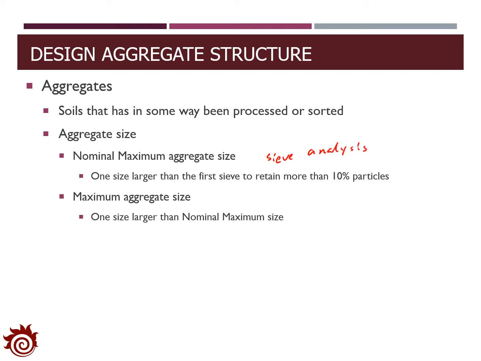And in this analysis, we will find out the first sieve to retain more than 10% of the particles. After that, one size larger than the first sieve is defined as the nominal maximum aggregate size. The second variable applied for the aggregate size is called the maximum aggregate size. It is simply defined as one size larger than the nominal maximum size.